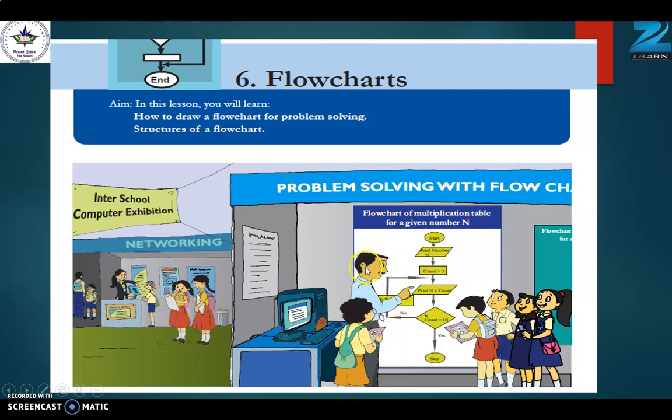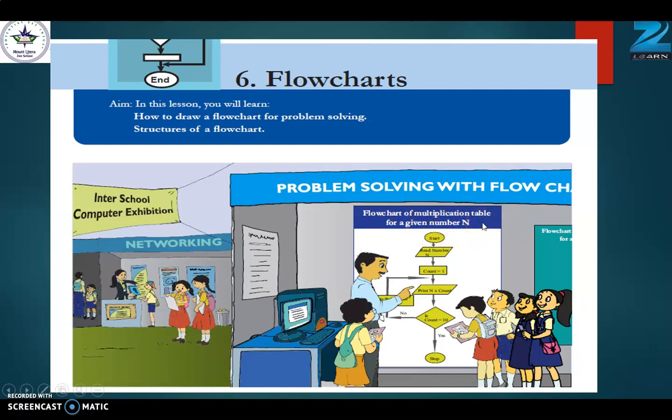So here one person has developed one program that if we insert one number, automatically it will display the table of that particular number. For example, if I insert 5, then it will display the table of 5, that is 5, 10, 15, 20, 25, in that way. And here that method or instructions given to computer are displayed with the help of flowchart. You can see different geometrical shapes are there. That is called flowchart. Flowchart of multiplication table for a given number n.